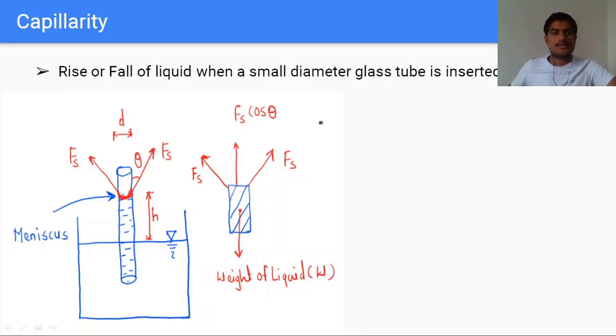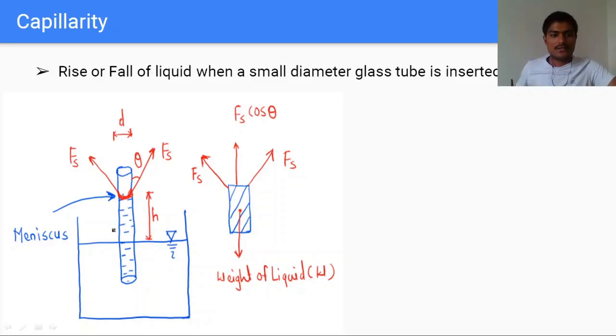Capillarity is nothing but a rise or fall of a liquid when a small diameter glass tube is inserted in it. Let us consider this diagram. Here we have one small container filled with water or liquid, and if we insert a small diameter tube, maybe of glass, the liquid starts rising in this tube. Depending upon the fluid used, it may also fall. We will discuss this capillary fall phenomenon in the next slide.